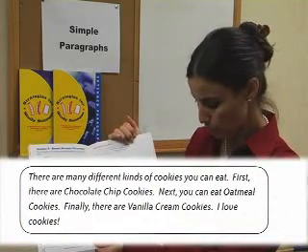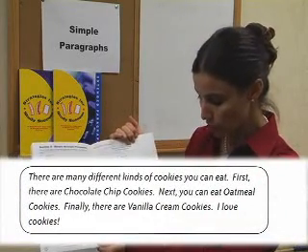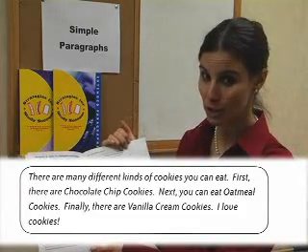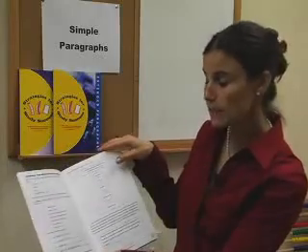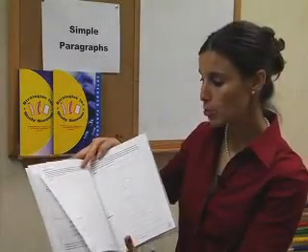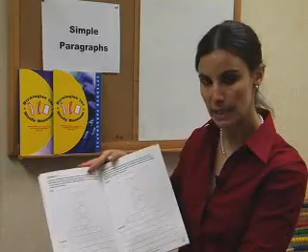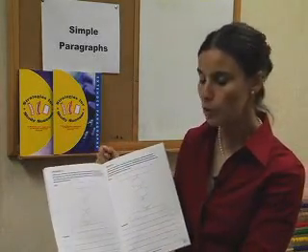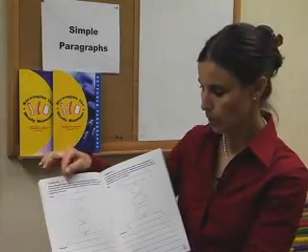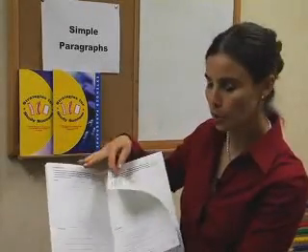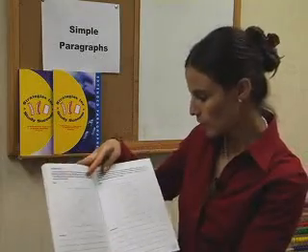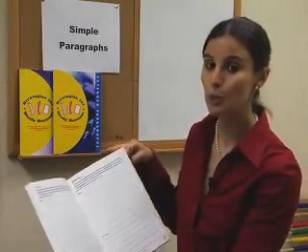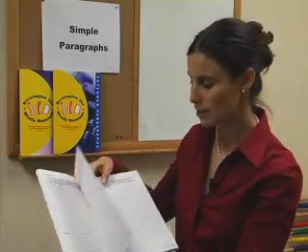First, there are chocolate chip cookies. Next, you can eat oatmeal cookies. Finally, there are vanilla cream cookies. I love cookies. For the rest of this section, the student is given practice brainstorming and writing different example paragraph topics. In the directions, the student is given the topic to write about. Kinds of candy, winter activities, outdoor games, and meals you can eat for dinner. Note that we have not yet introduced self-checking. That comes in the next section.